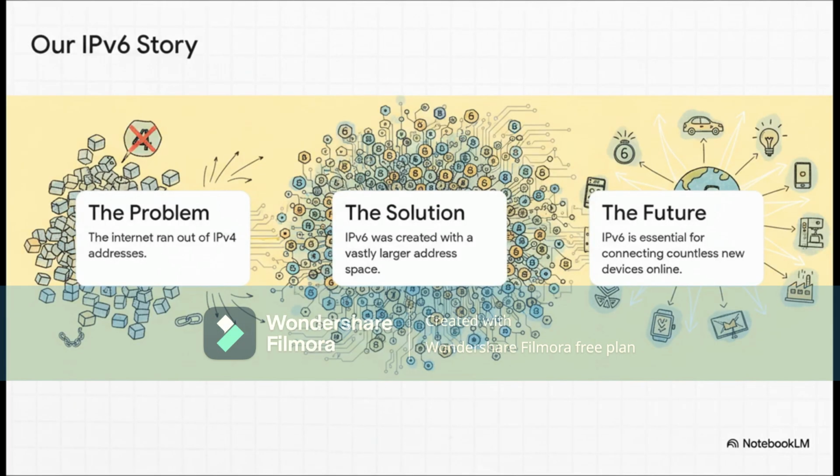Okay, let's do a super quick recap of the story. First, we had the problem. The world completely ran out of IPv4 addresses. Then came the solution, IPv6, with its almost infinite number of addresses, and this solution is what secures the future, allowing the Internet of Things to keep growing.